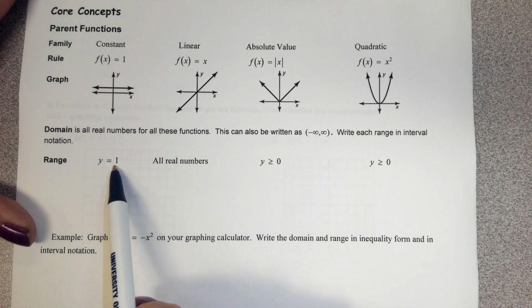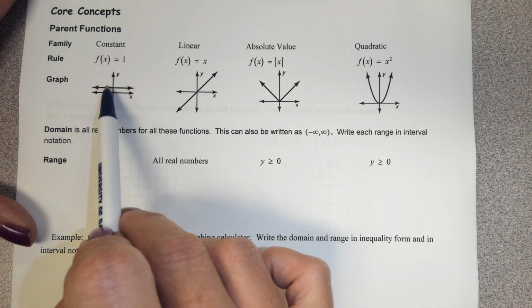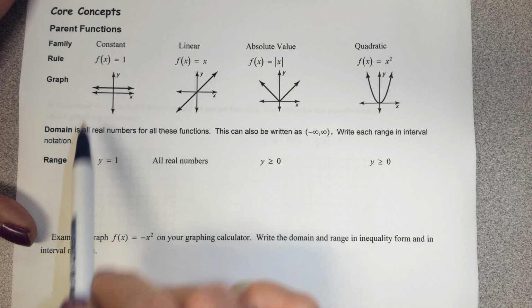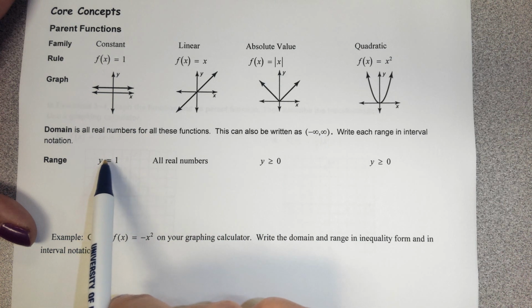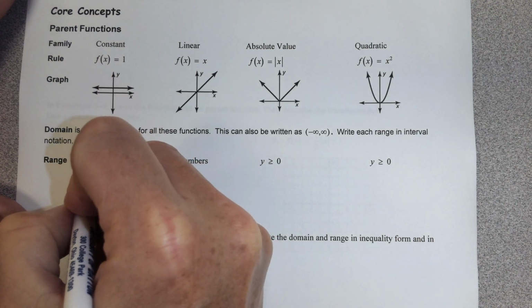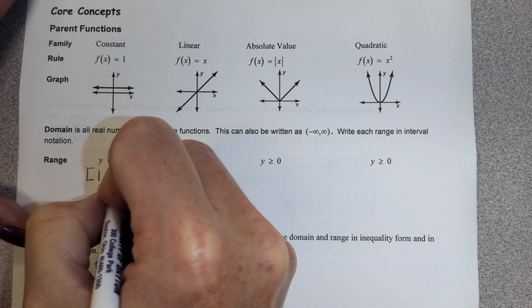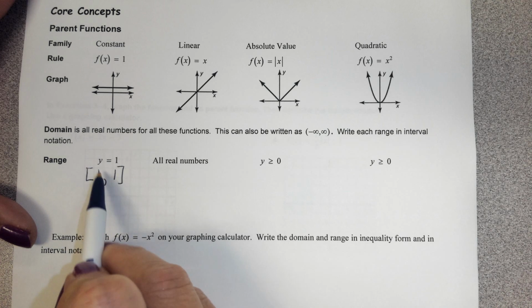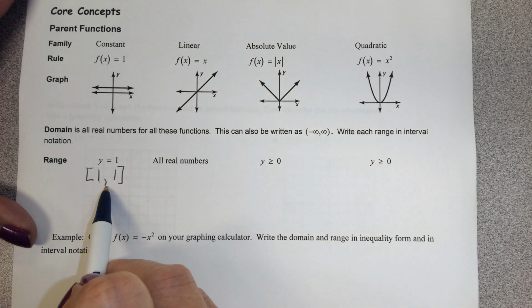So we're going to write these ranges. Range means the y values we can use. And the only y value we use here is 1. So this range would just be y equals 1. In interval notation, the only thing we can do with that is just put [1, 1]. And this means we're starting at 1 and ending at 1. So that's how we would write that in interval notation.